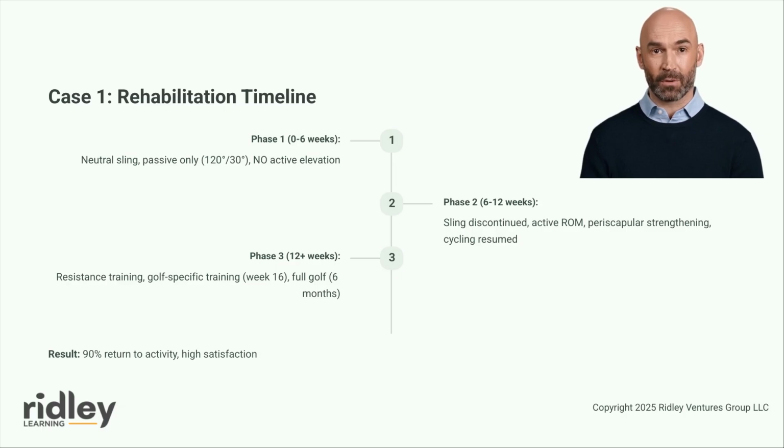In Phase 3, from week 12 onward, progressive resistance training below shoulder level and anterior to the frontal plane was initiated. Closed chain exercises began at week 14. Golf-specific training began at week 16 with gradual progression. Full unrestricted golf was permitted at 6 months. Road cycling resumed at week 12 without restriction.